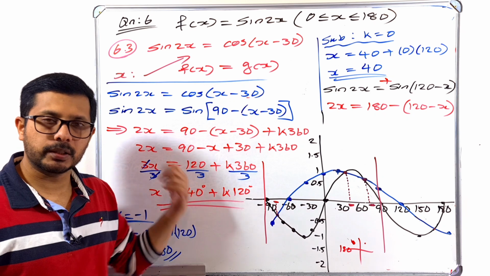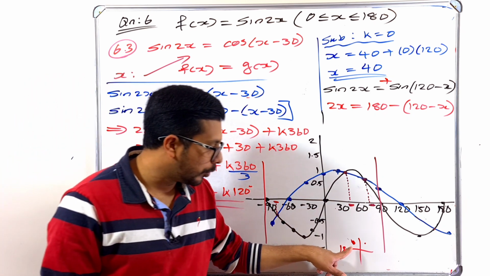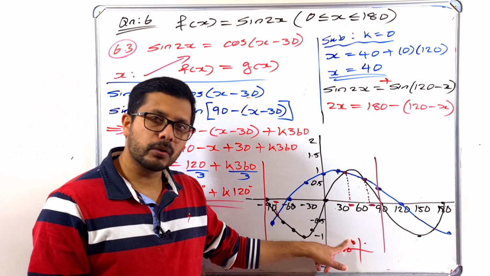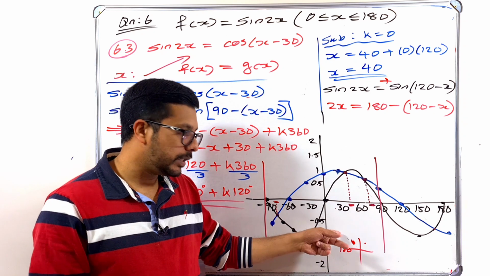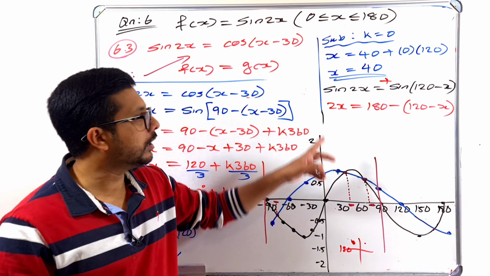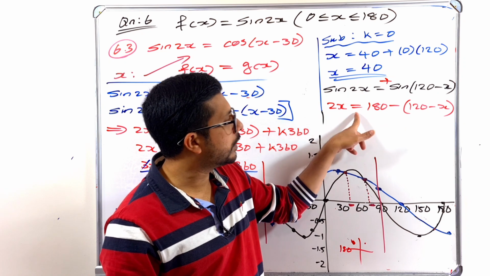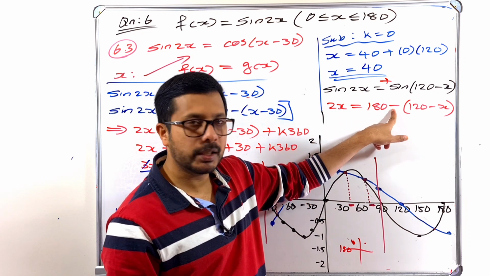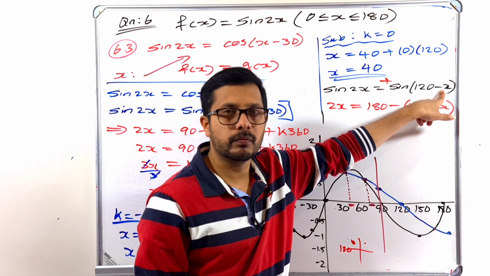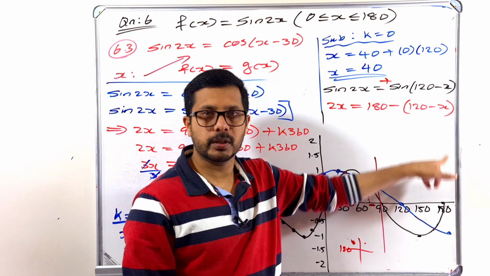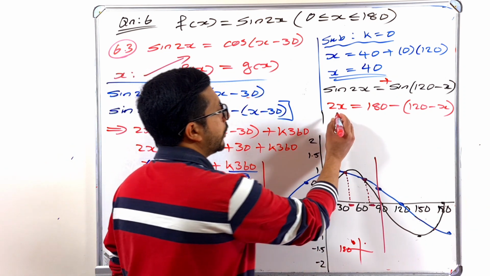That means acute angle, that is first quadrant. But what about the second quadrant? Second quadrant, how can you write? 180 minus theta. So here we wrote 2x is equal to 180 minus this angle, 120 minus x.